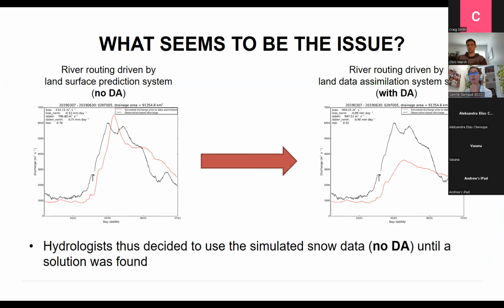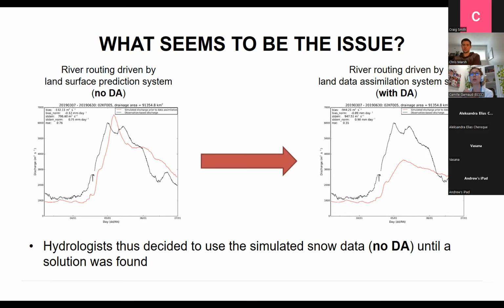In graphic form, this is a discharge at an observing station on the Ottawa River. In black are the observations, and in red are streamflow forecasts that use snow analyses as inputs. When you have no data assimilation, so it's really snow modeling more than snow analyses, this is what we get. If we assimilate in situ snow depth data, this is what we get. As you can see, the assimilation process removed water from the system, and our spring freshet is underestimated quite largely. So hydrologists decided to use the simulated snow data without data assimilation until a solution was found.